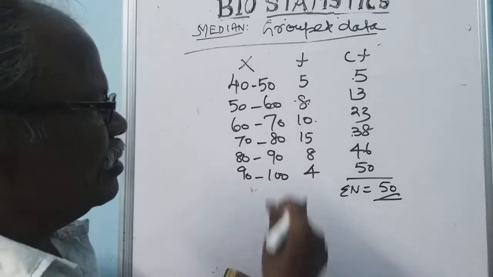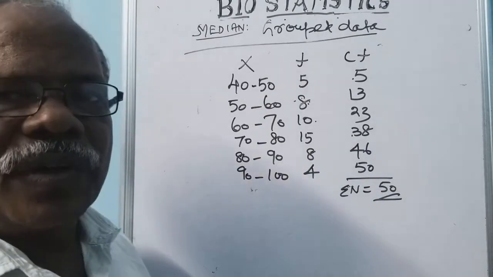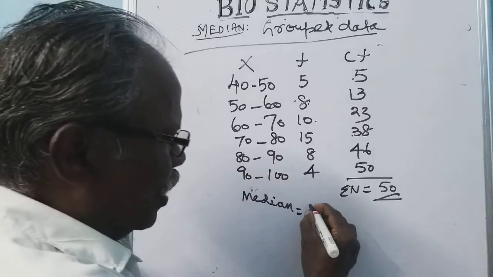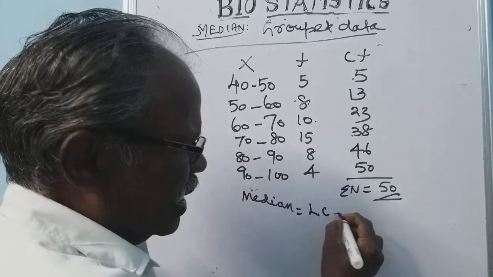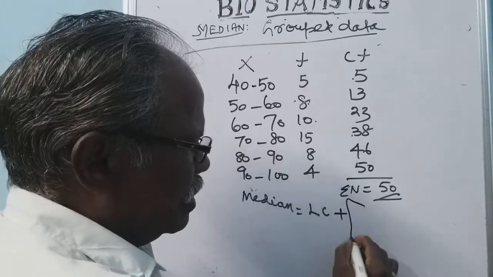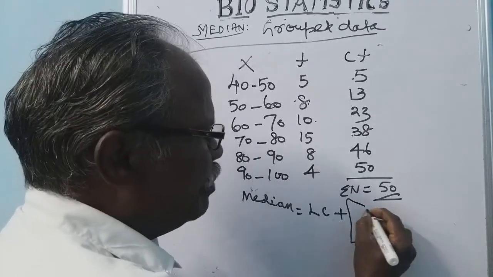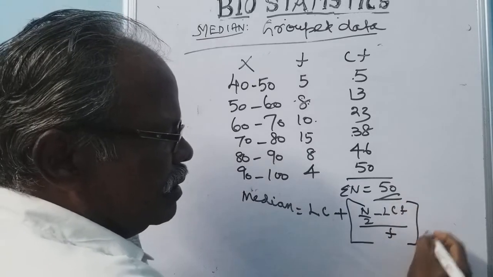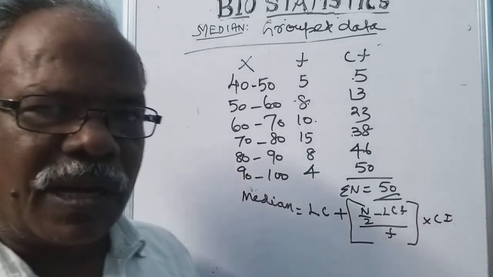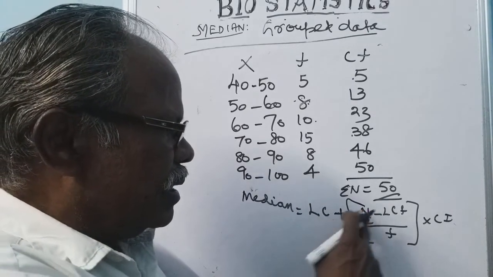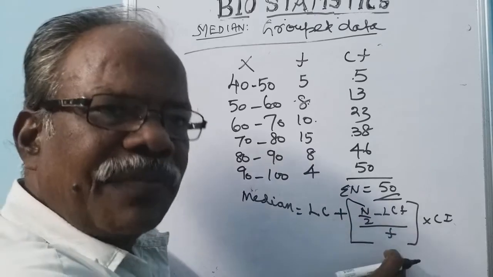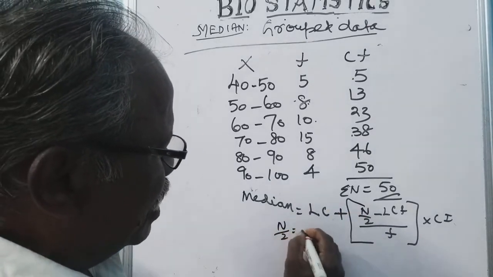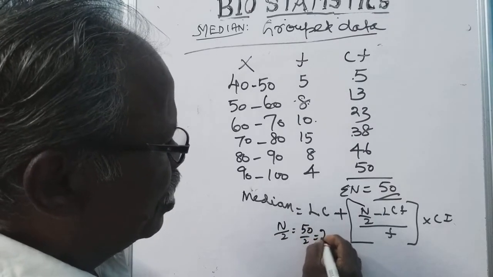Now we have to apply the formula to find the median. The formula is median is equal to L, the lower class limit, plus, within brackets, N by 2 minus LCF, the lower cumulative frequency, divided by frequency, into class interval. This is the formula. Now first we have to find N by 2. N by 2 is equal to 50 by 2, which is 25.